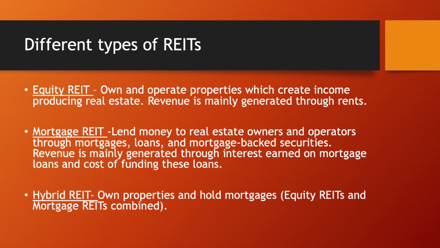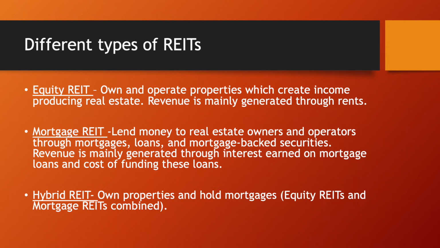So there are 3 main different types of REITs. An equity REIT is one that owns and operates properties which create income producing real estate. The revenue is mainly generated through rents. A mortgage REIT is a REIT that lends money to real estate owners and operators through mortgages, loans, and mortgage-backed securities. Revenue is mainly generated through interest earned on mortgage loans and the cost of borrowing these loans.